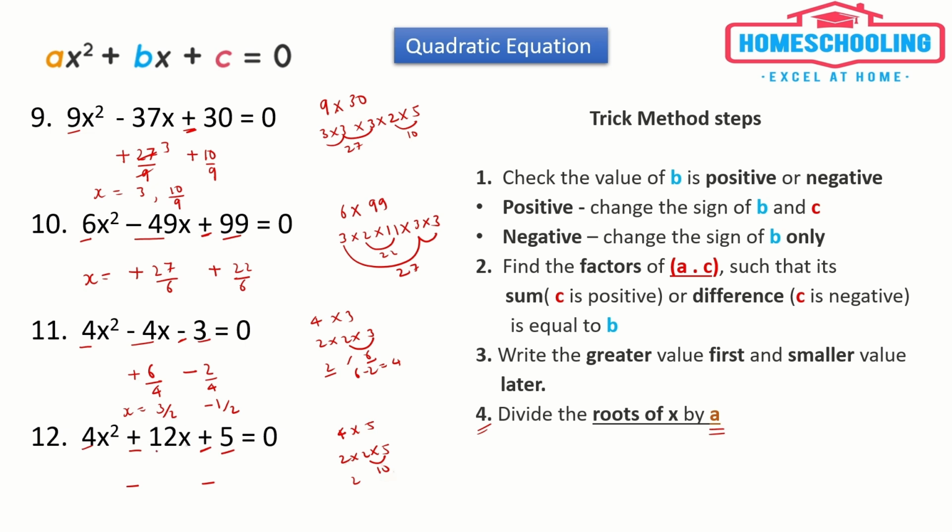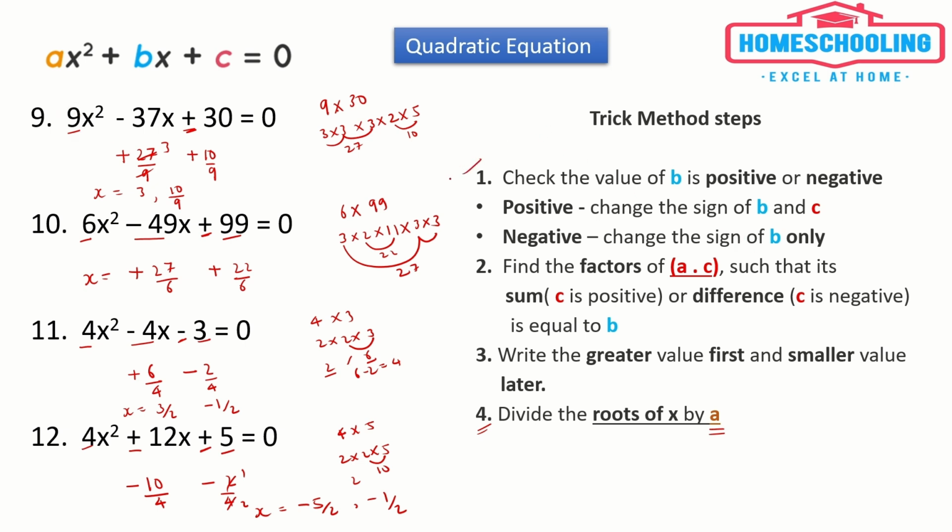So 10 plus 2 is 12. That is equal to b. So we'll write the greater number first, so 10 and the smaller number later, 2. And we will divide it by the value of a, that is 4. So x value is negative 5 times 2, and it will get cancelled. So negative 5 by 2 and negative half.